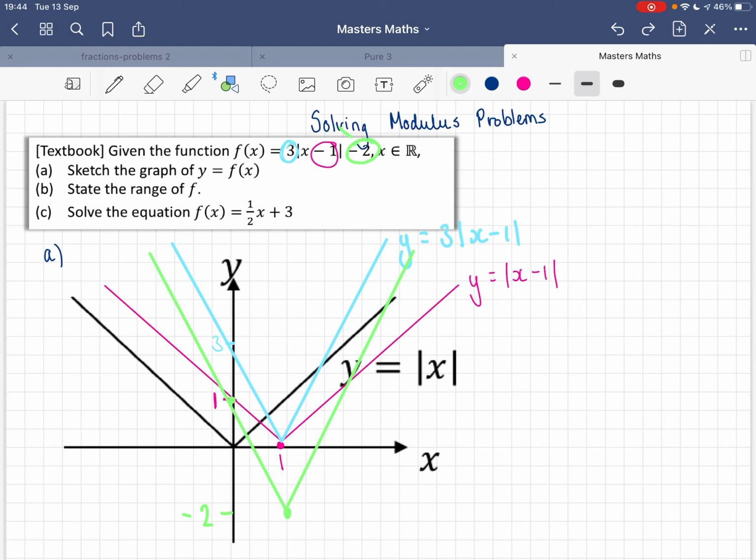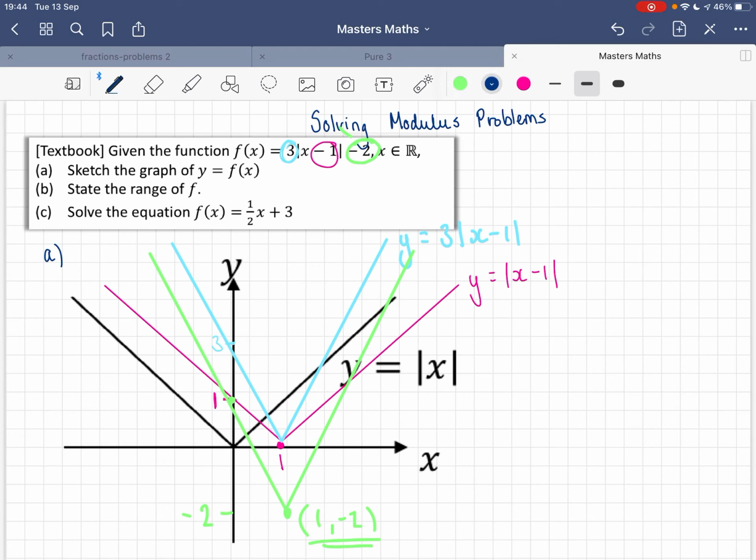Key points to make sure you've highlighted is that the turning point down here is at 1, minus 2. It's meeting the y-axis at 0, 1. And there's no other coordinates that you need there. You just need those two. Make sure they're very, very clear. Either label them as coordinates like this, or just make sure the correct values on the axes are labeled.